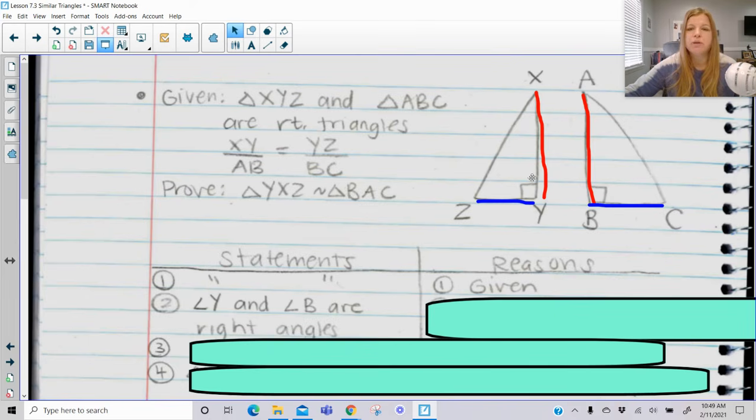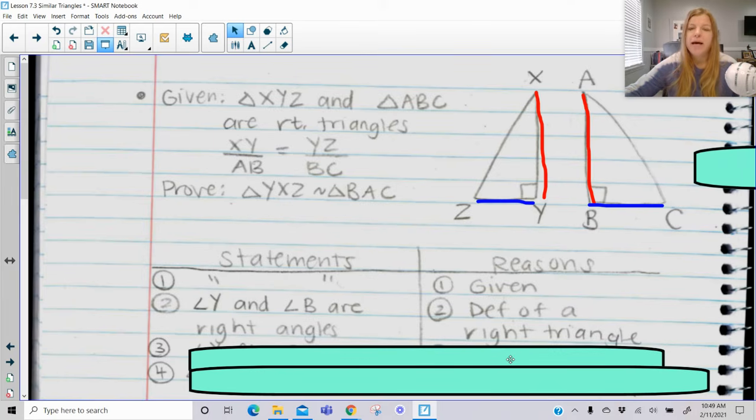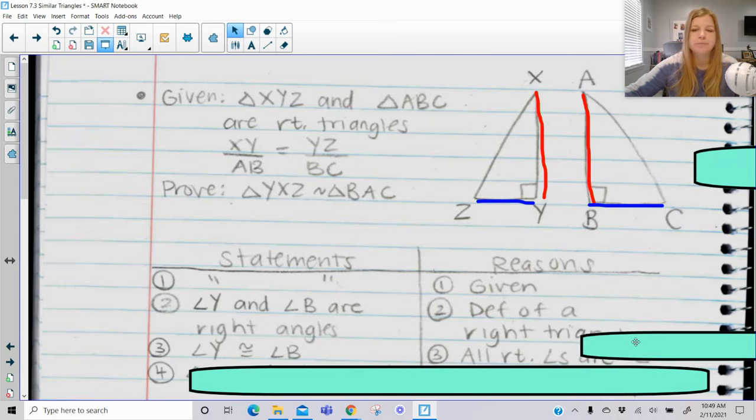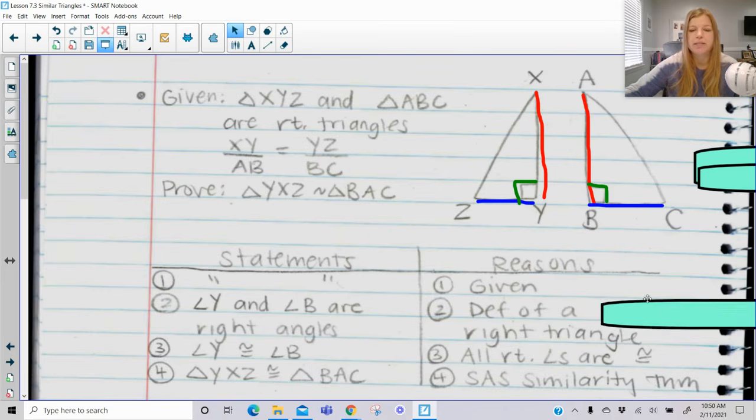Then, because we are told that they are right triangles, we're going to be able to say that, okay, well, that means that angle Y and angle B are right angles because of the definition of a right triangle. And if they're both right angles, then all right angles are congruent to each other. And now, because we've officially made the statement that these two angles are congruent to each other, and we were given the fact that we have a pair of proportional sides, we can say they are similar by the SAS Similarity Theorem.